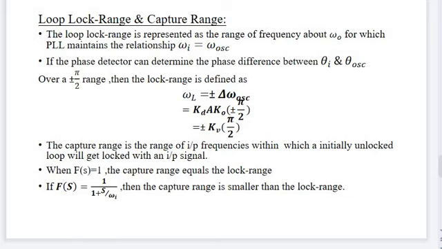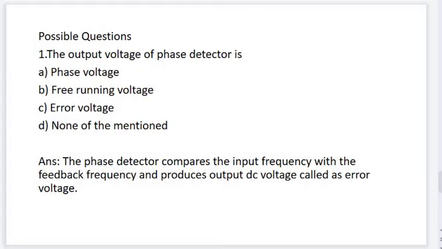When F(s) is equal to 1 divided by 1 plus s/ω, the capture range is smaller than the lock range.